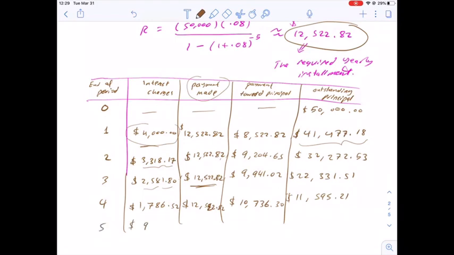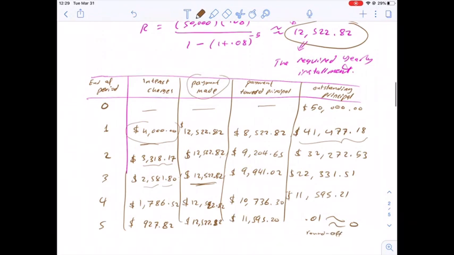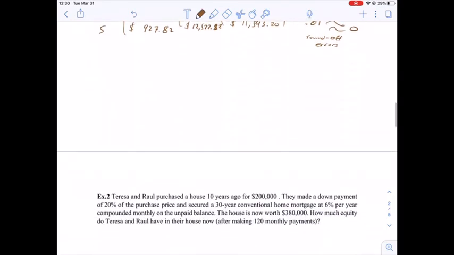The last year, the fifth year, the interest becomes 927.82. The payment made is the same, and we are actually here paying 11,595.20, and what's left here is just 0.01. This is supposed to be 0, but because of round off error, we get this amount.